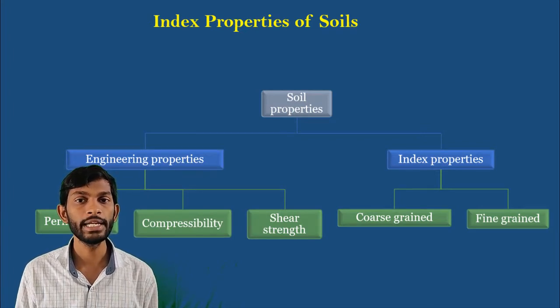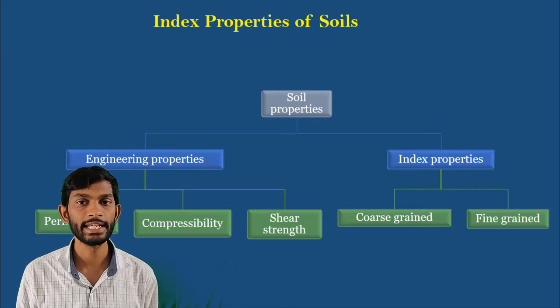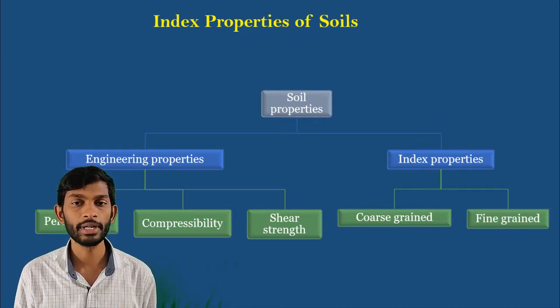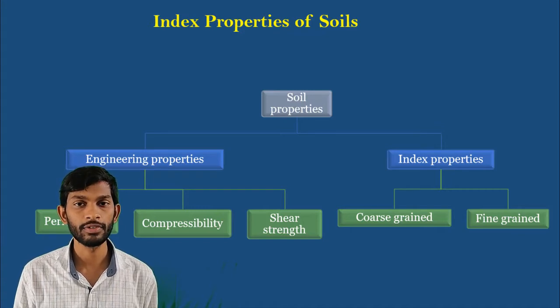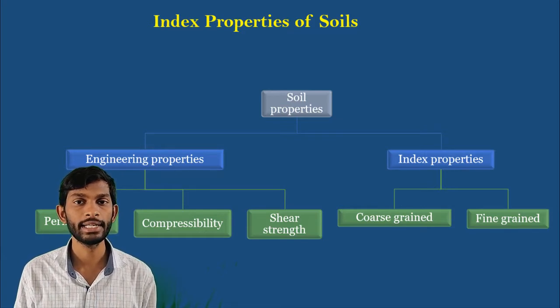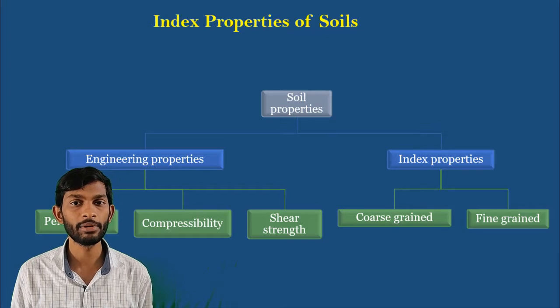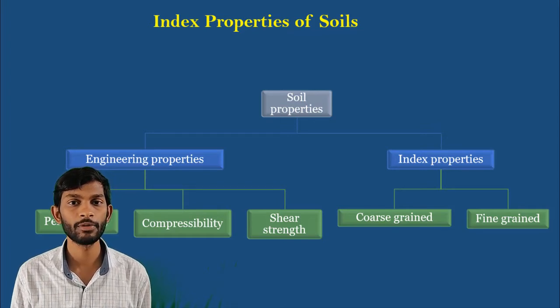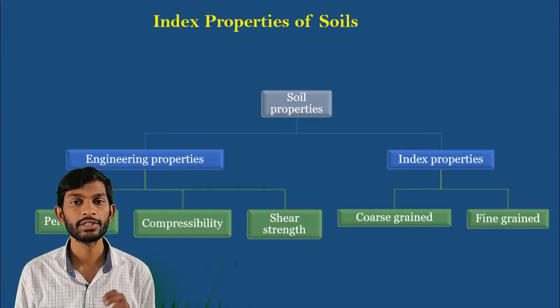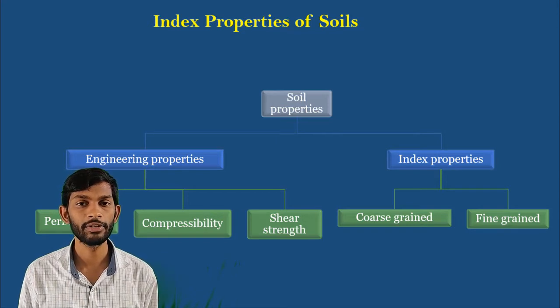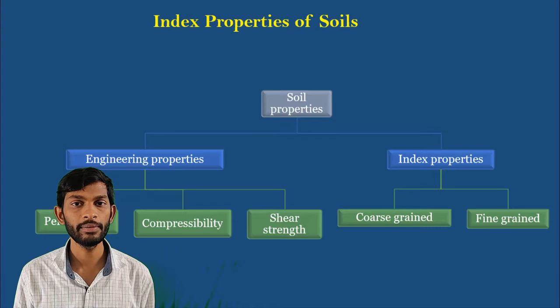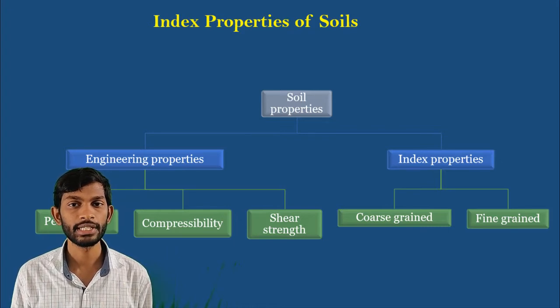So broadly, any type of soil exhibits two different properties. Those two properties are, one is engineering properties and the second one is index properties. Okay, so these are the two properties which are exhibited by any type of soil. So the soil properties are broadly classified into index properties and engineering properties. Under engineering properties, we have permeability, compressibility and shear strength. Okay, so there are three engineering properties available for any type of soil. The first one is permeability, second one is compressibility, and the last one is shear strength.